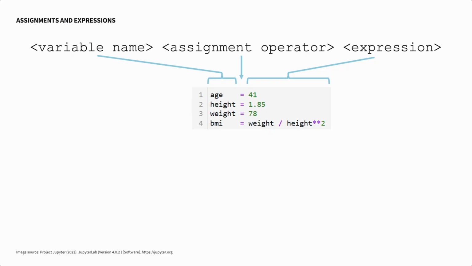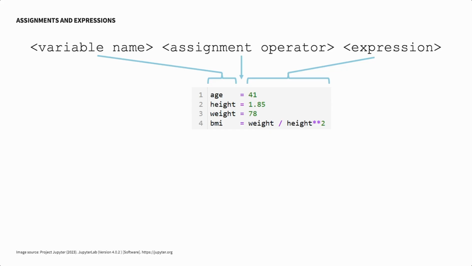Now let's start with something that we already know: assignments and expressions. Here in the middle you see a piece of code that you know already from Unit 2. It's about calculating the body mass index from values of age, height and weight. And up here you see the general structure of an assignment.